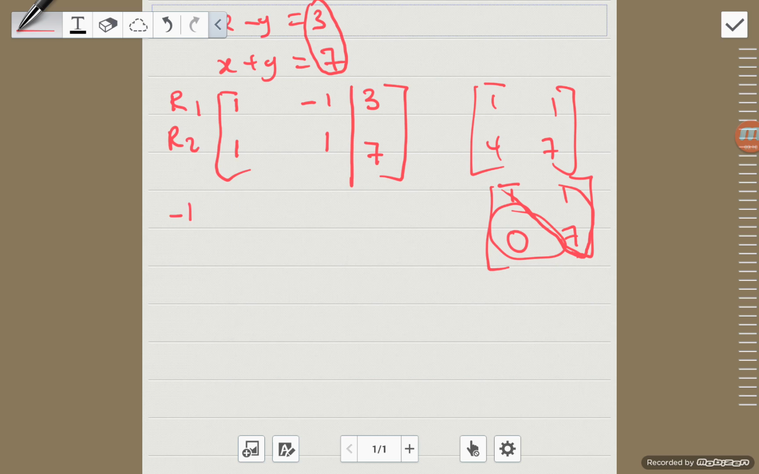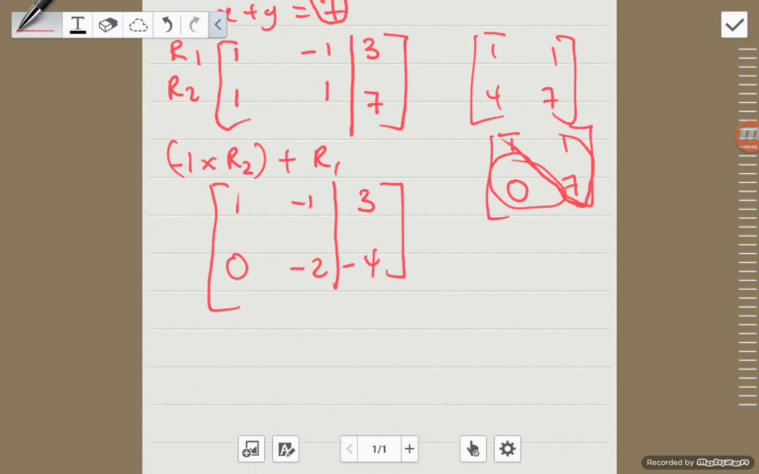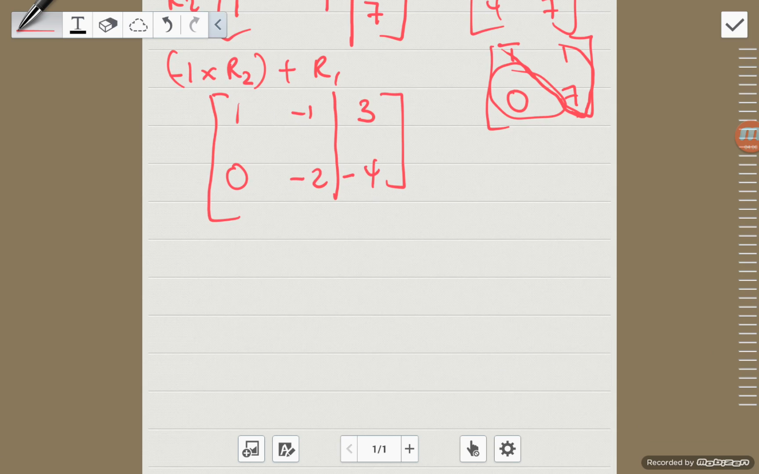So the first operation is -1 times R2, and then I add it to row 1. So this will give me, mind you, we're not doing anything to row 1. It's only row 2 that we're performing this operation on. So I maintain my row 1, which is 1, -1, and then 3. So -1 times 1, which is -1, plus 1 will give me 0. -1 times 1, which is -1, plus -1 is -2. -1 times 7 will give me -7, plus 3 will give me -4. And so we've been able to reduce our matrix into an upper triangular matrix. All the components below the leading diagonal are zeros.